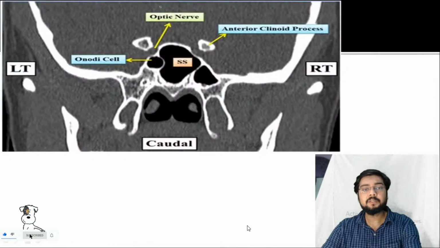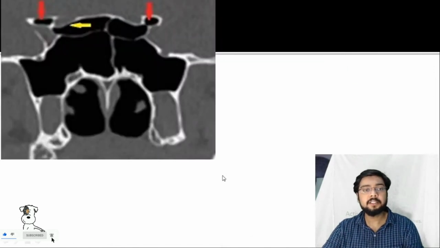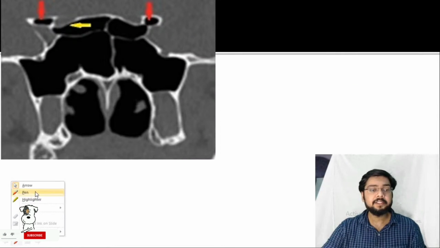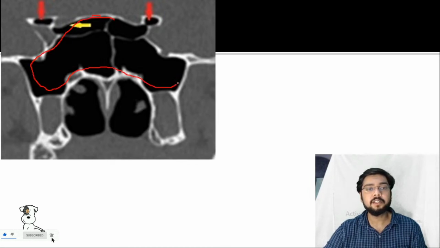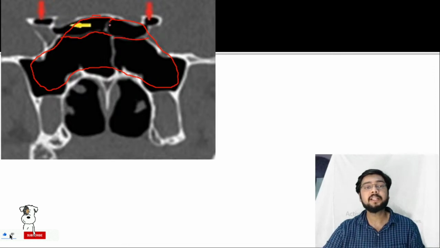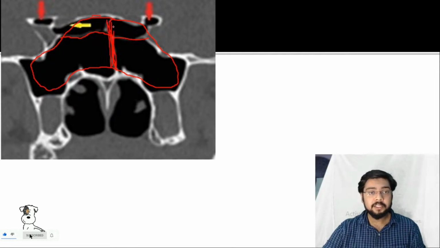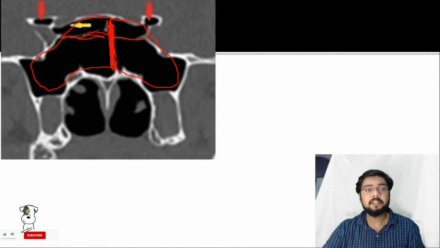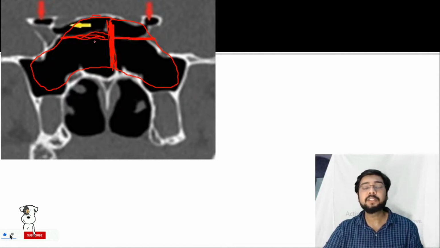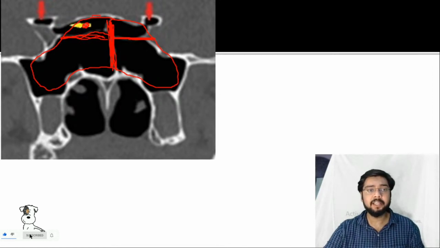And the easiest way to identify the Onodi cell is if there is any horizontal septation in the sphenoid sinus. So if this is your sphenoid sinus, like if this is your sphenoid sinus, and there is any horizontal septation like this, then you would say that your Onodi cell is present. This vertical septation is always there. This is the intersphenoidal septum. But if there is any horizontal septation like this, you will say that Onodi cell is there.